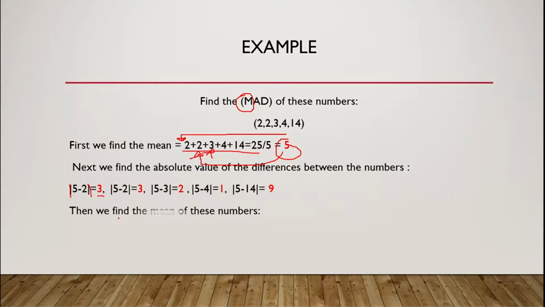The next step is we find the mean of these numbers, which is 3 plus 3 plus 2 plus 1 plus 9, which turns out to be 3.6. So we're going to have a mean absolute deviation of 3.6.